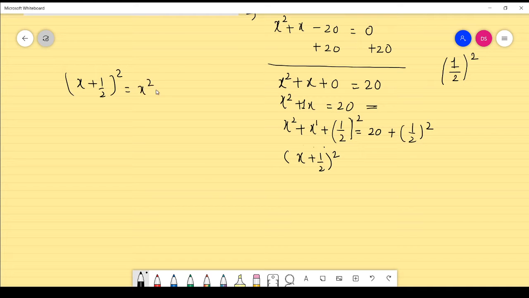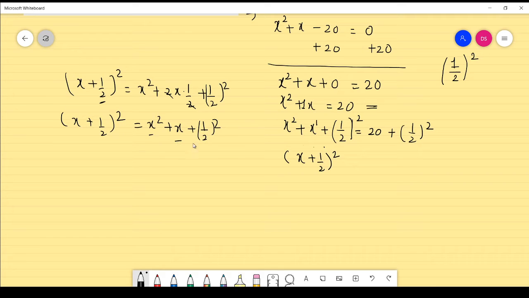That is nothing but x square, 2 times the first term into the second term, right? Plus the square of the last term, the second term, this 1 by 2, right? So x square plus this 2 will get cancelled, that will become x, plus 1 by 2 square. So instead of x square plus x and 1 by 2 square, what I got is a complete square, that is x plus 1 by 2 bracket square.